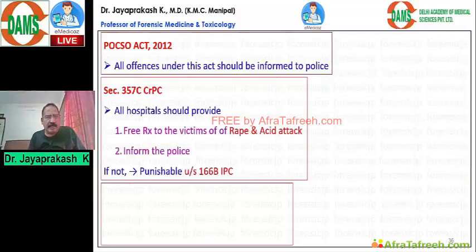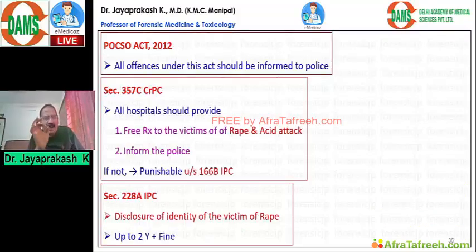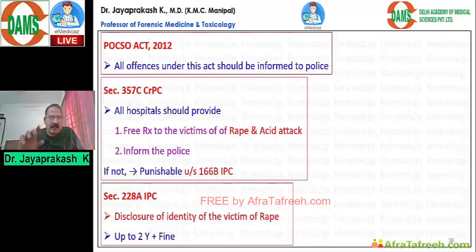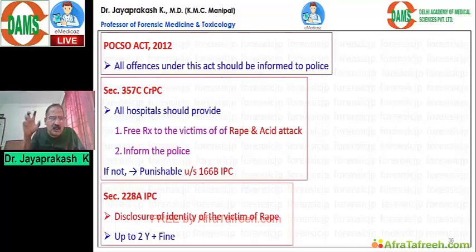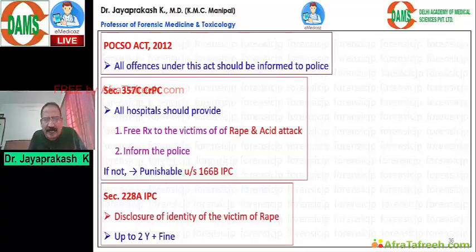Now, these 3 sections you have to remember. Very, very important. As per POCSO, any offences under POCSO Act 2012 should be informed to police. Number 2, 357C: hospital should provide free treatment for rape and acid attack victims. And 228A of IPC: you should not disclose the identity of the victim of rape.